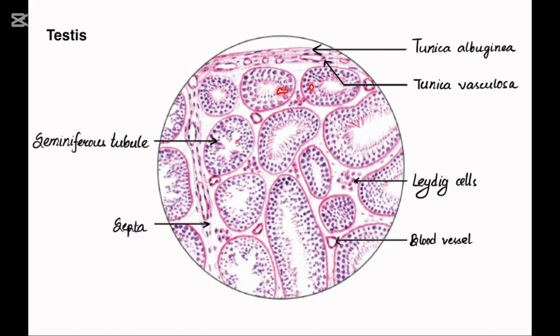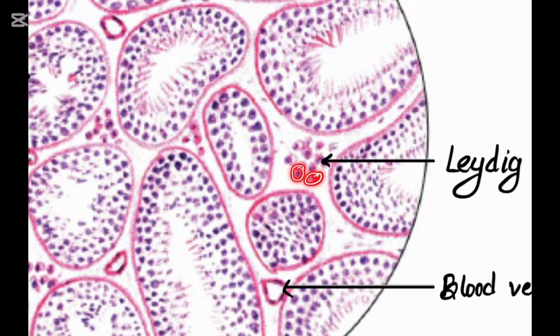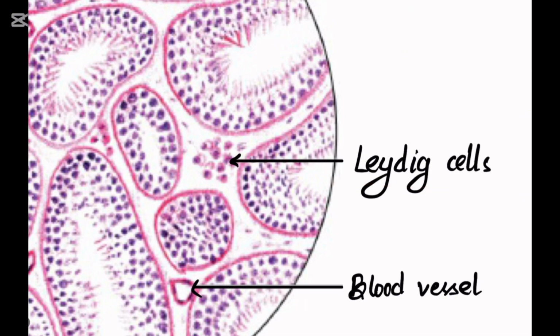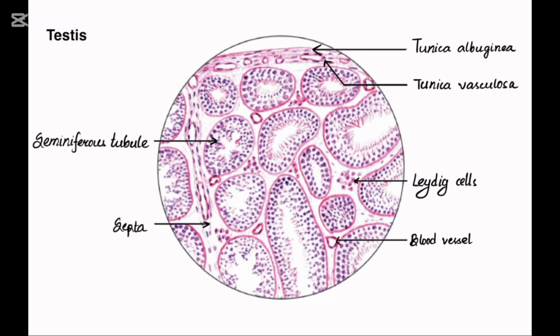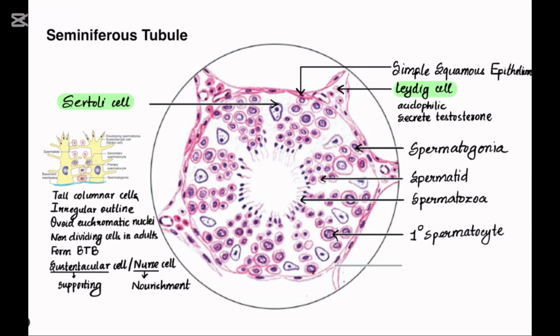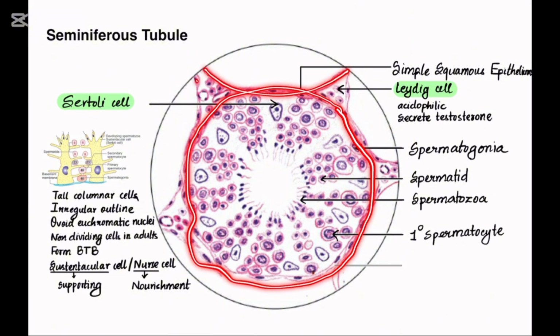In between these seminiferous tubules, you can see interstitium that is filled with two things. Number one, the blood vessels, and number two, these special red looking cells. These red looking cells are called the Leydig cells. Alright, now what we are going to do is take this seminiferous tubule and zoom into it. So this is an individual seminiferous tubule. These are the other seminiferous tubules present at its periphery.